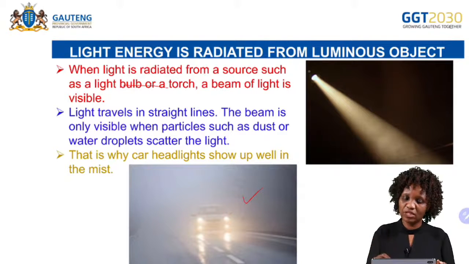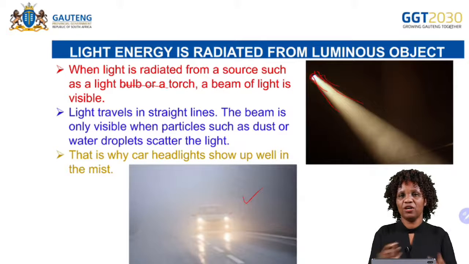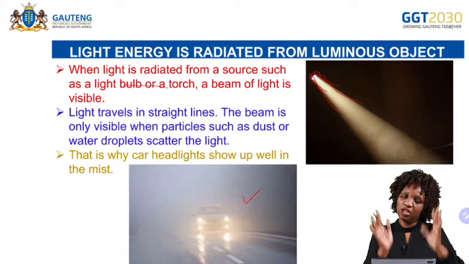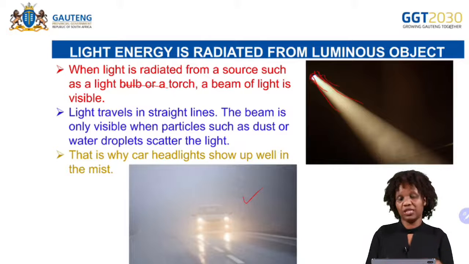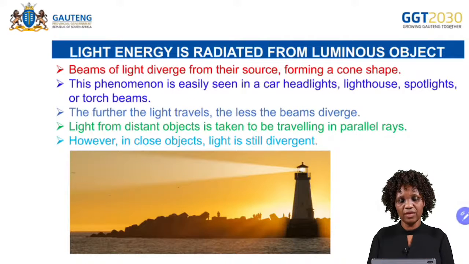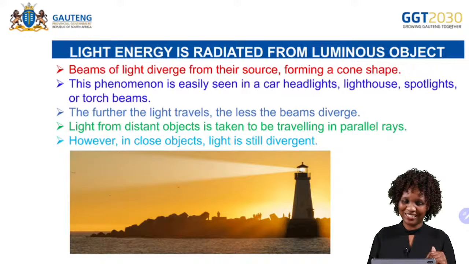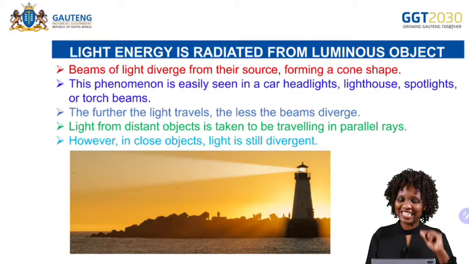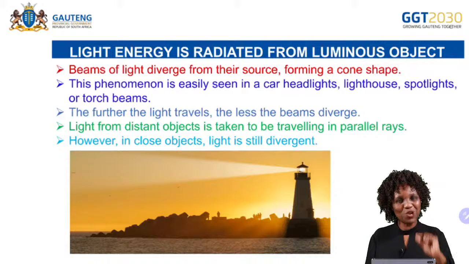And then we've got a beam of light here. This is a light source, and you can see light is diverging and forming a what? A cone shape. It is diverging, producing a cone shape. All right, light energy is radiated from luminous objects.